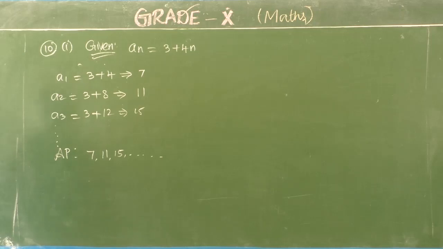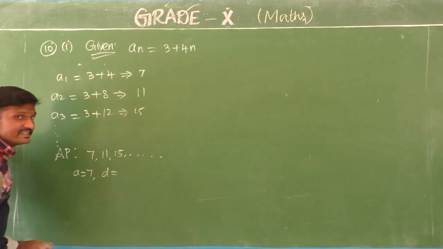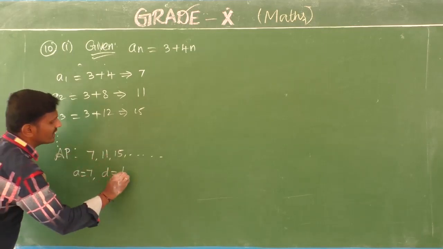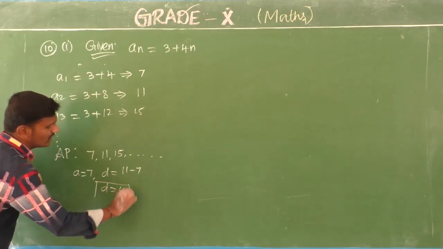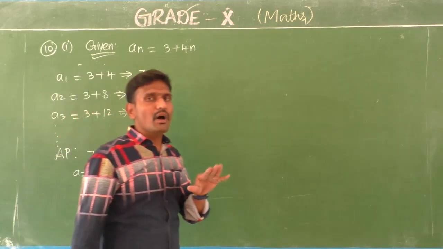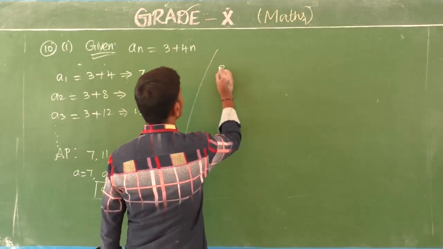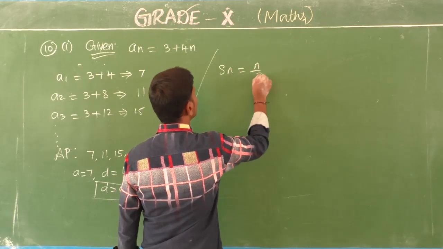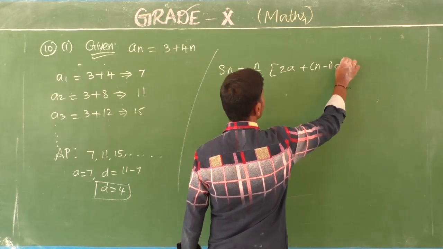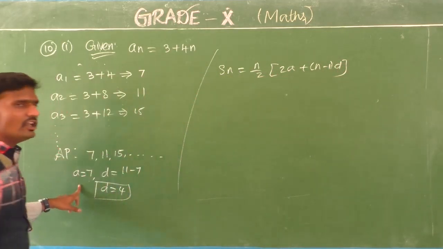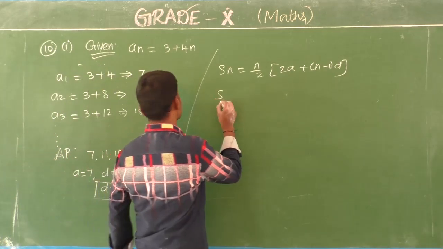Now a equal to 7 and the common difference d equal to A2 minus A1, that is 11 minus 7, which is 4. So d equal to 4. Now I am going to find the sum of the first 15 terms. Sn equal to n by 2 into 2a plus n minus 1 into d. Here the value of a is 7 and d is 4.